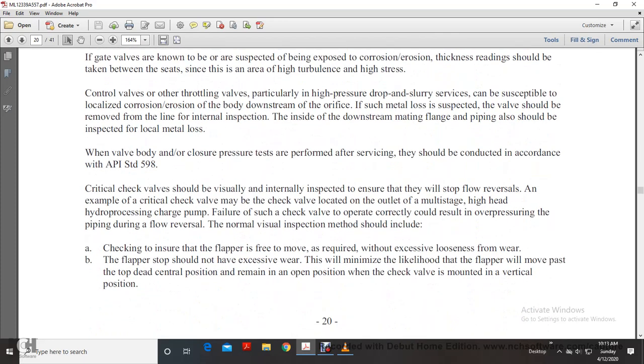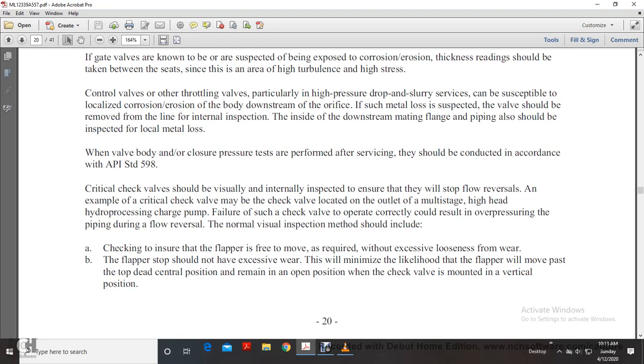Control valves other than throttle valves, particularly throttling valves with a high pressure drop in slurry service, if it can be, suspect localized corrosion and erosion downstream of an orifice. Such metal loss of the inspected valve should be removed with the line. Internal inspection inside of the downstream mating flange piping should also be inspected for local metal loss.